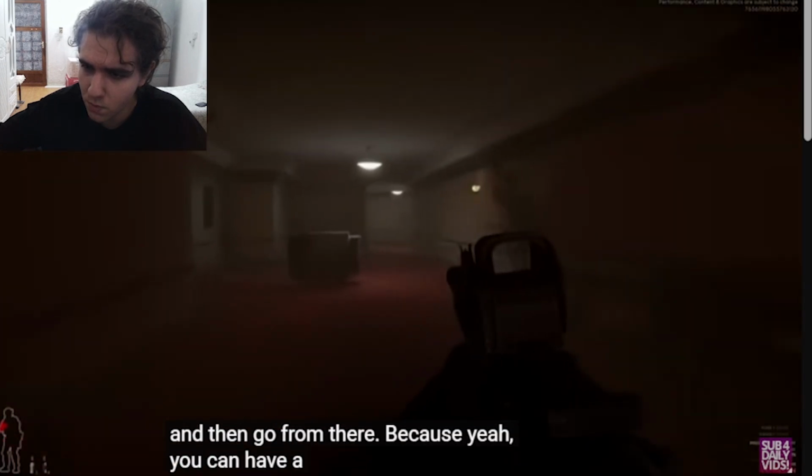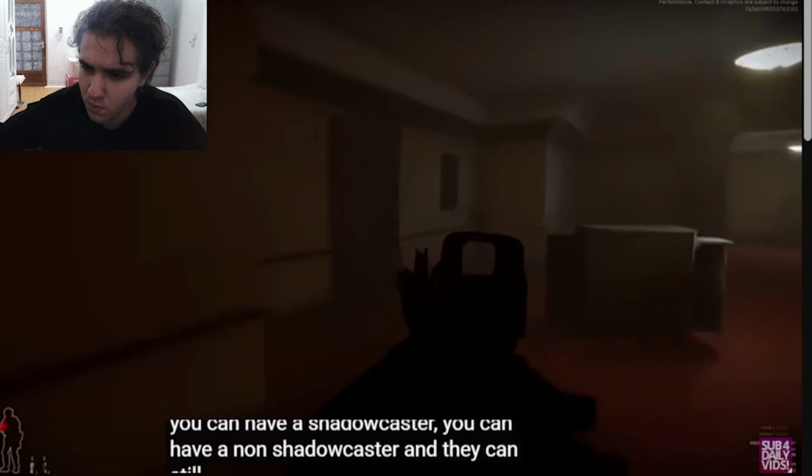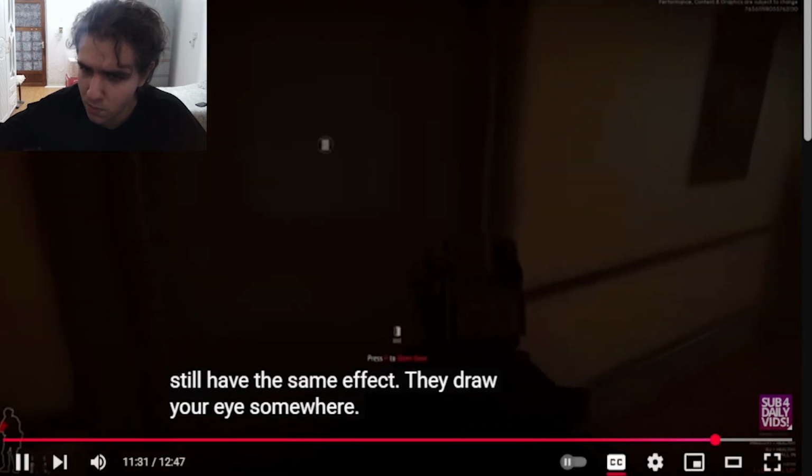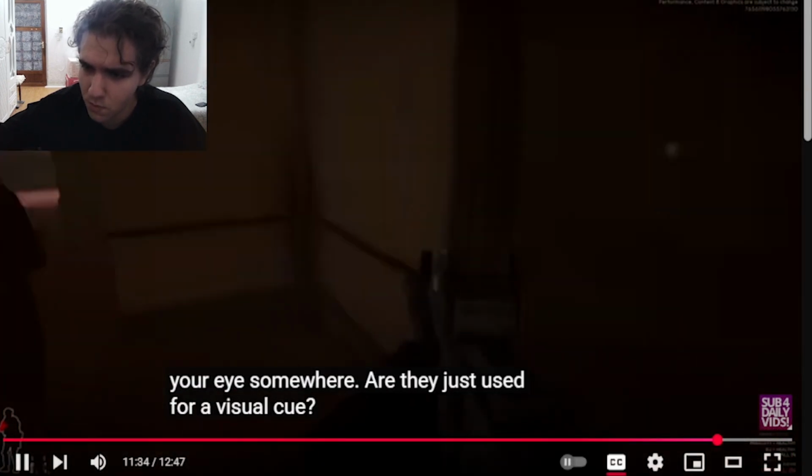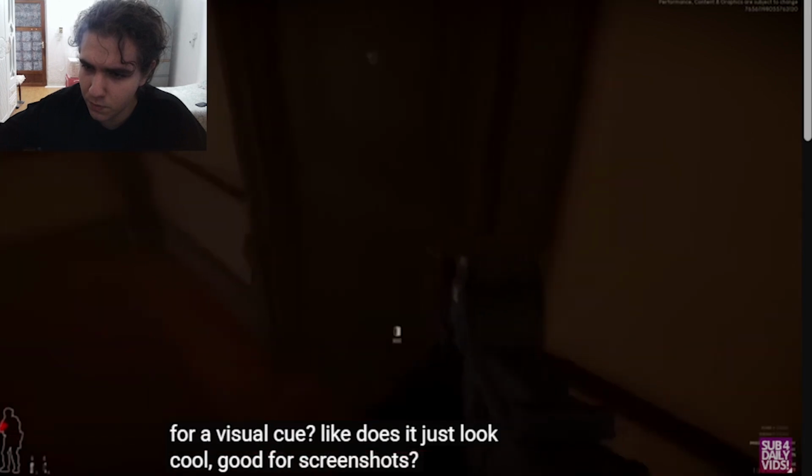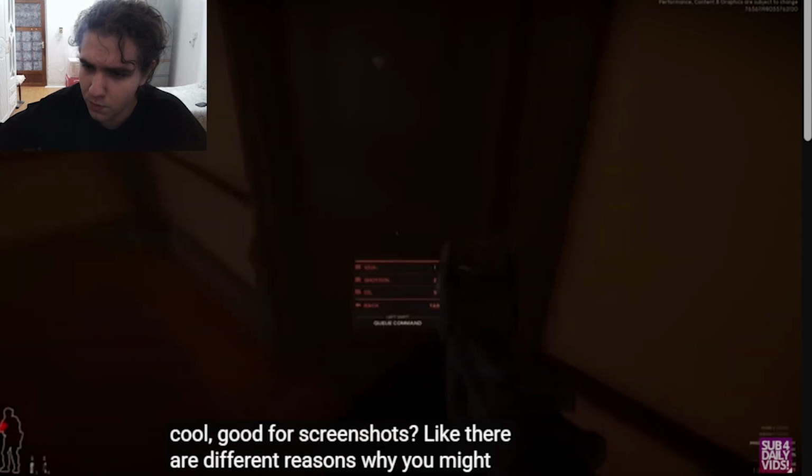Because you can have a shadow caster and a non-shadow caster, and they can still have the same effect. Do they draw your eye somewhere? Are they just used for a visual cue? Does it just look cool, good for screenshots? There are different reasons why you might do it.